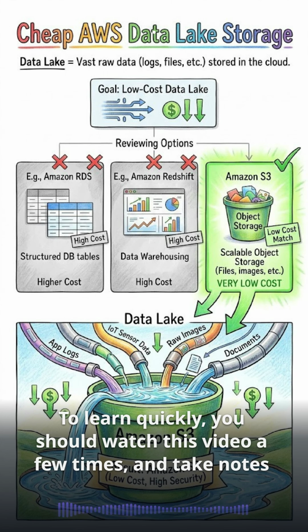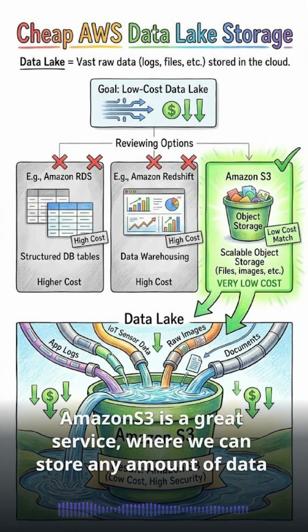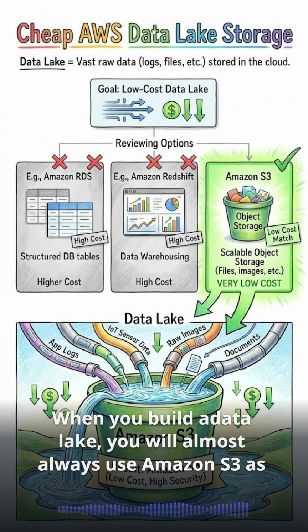Section 1. Let us start Section 1, where we talk about AWS data storage, and how to manage it. Amazon S3 is a great service, where we can store any amount of data for a low cost. When you build a data lake, you will almost always use Amazon S3 as the main storage. It holds your photos, your videos, your text files, and any other data you want to save.